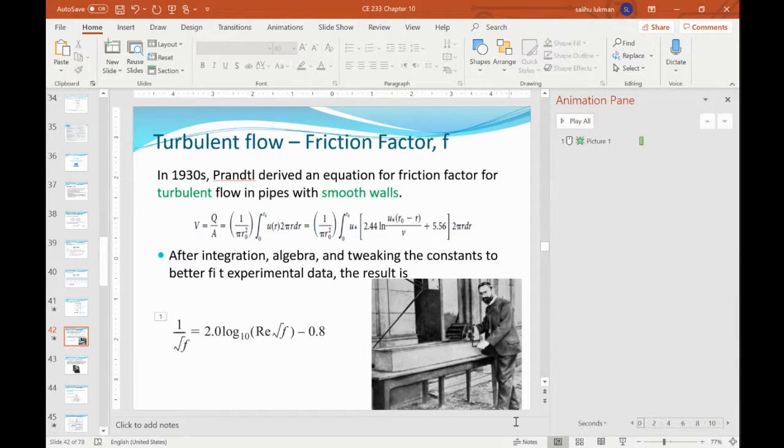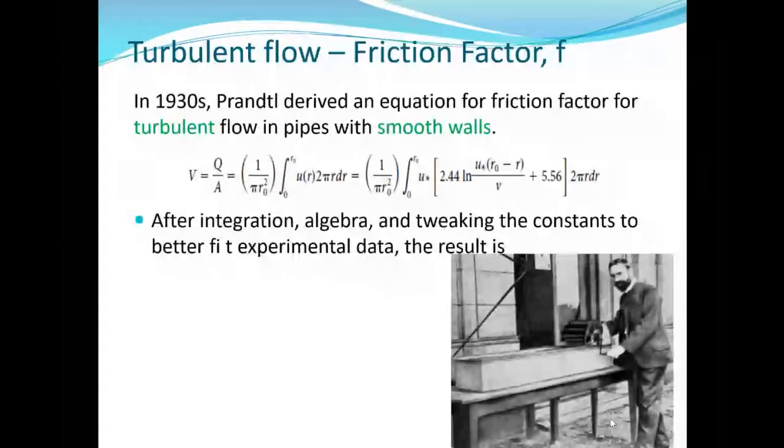So, let me put it in presentation mode. For turbulent flow, like I said, the friction factor for laminar flow is simply 64 over the Reynolds number. But for turbulent flow, there are many formulations. In the 1930s, many scientists worked on this. Prandtl derived an equation for friction factor for turbulent flow in pipes with smooth walls.